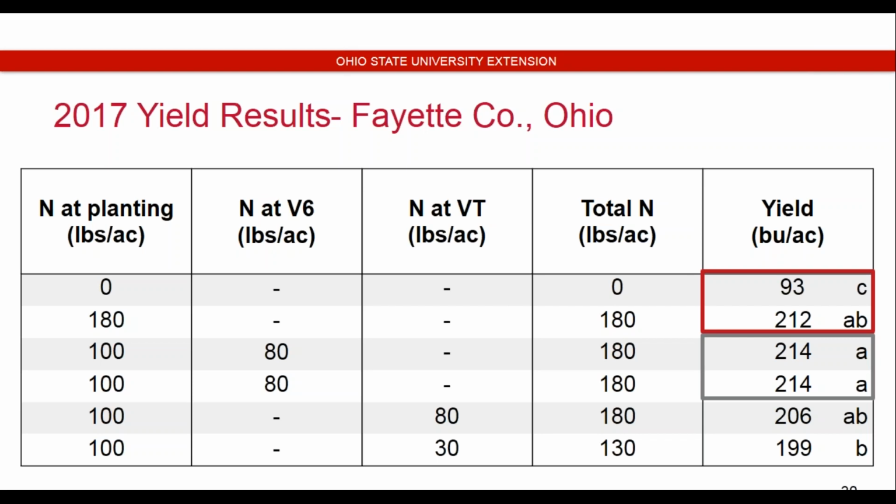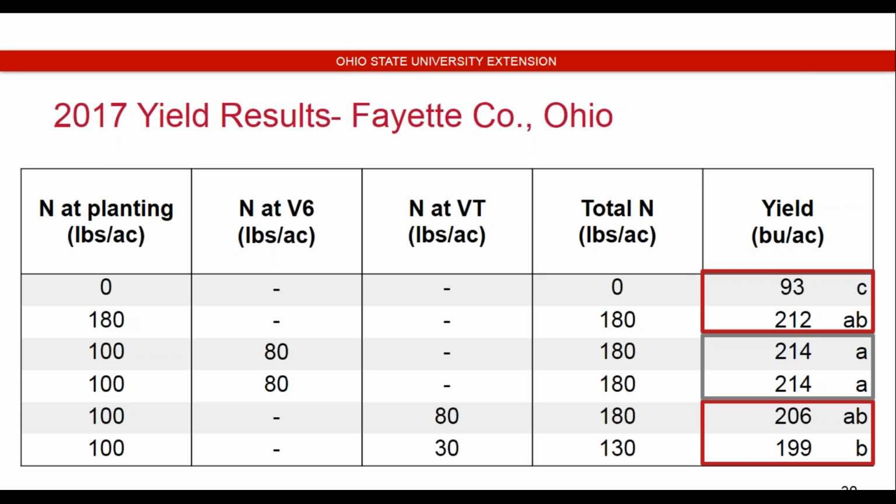We did not see a significant difference in yield between the at planting 180 and that side dress application of 180. What we did see, however, in the late season was a very slight decrease with that 130. It was significantly different, about 15 bushels. But with that offset of 50 pounds, it nearly made up for it economically.